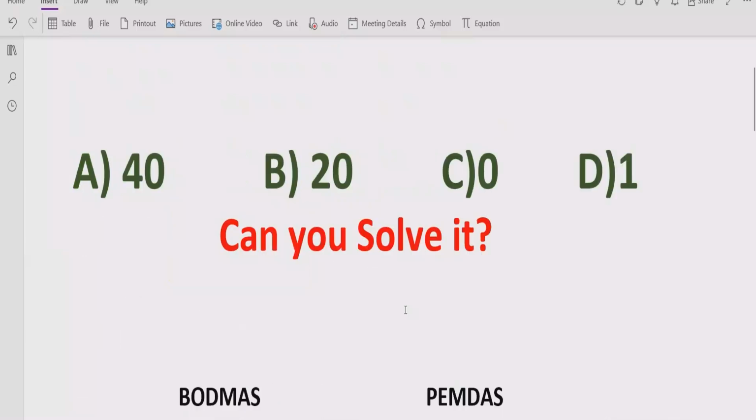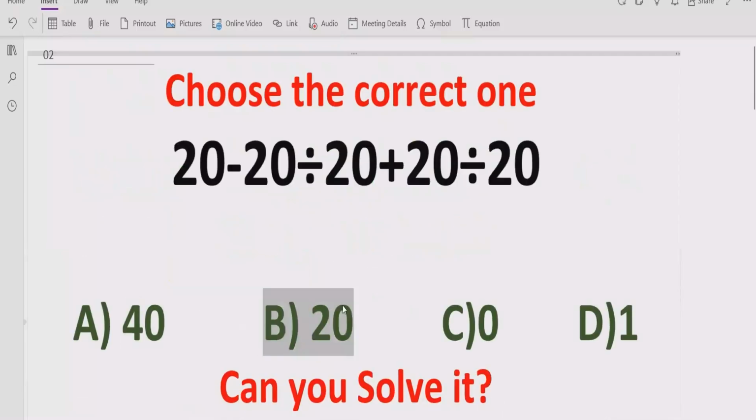If you see the answer list, answer B is the correct answer. So I hope you understand how you can solve the given expression using PEMDAS and BODMAS method and find out the correct answer. So that's it for today.